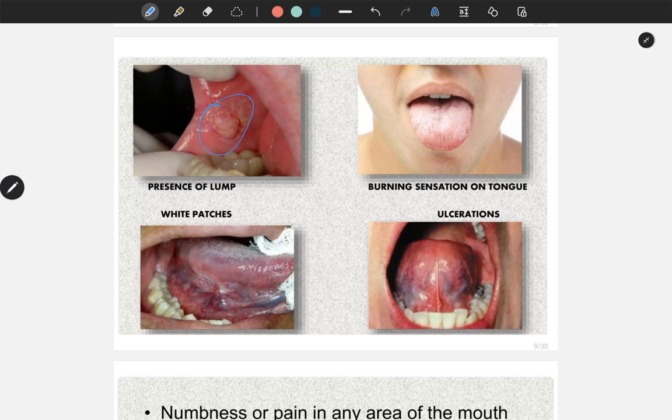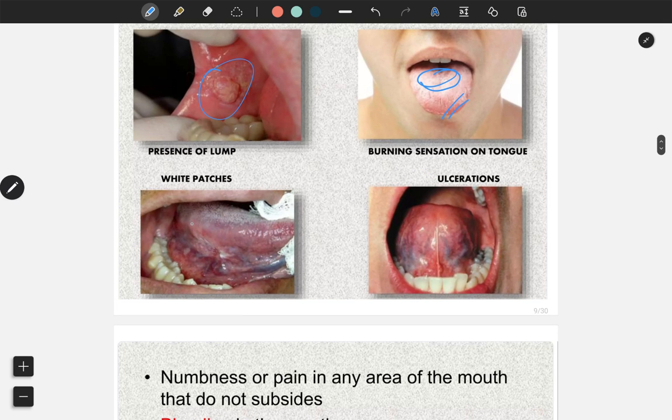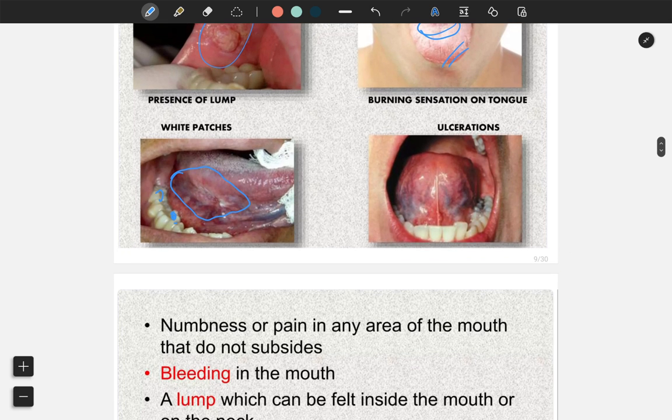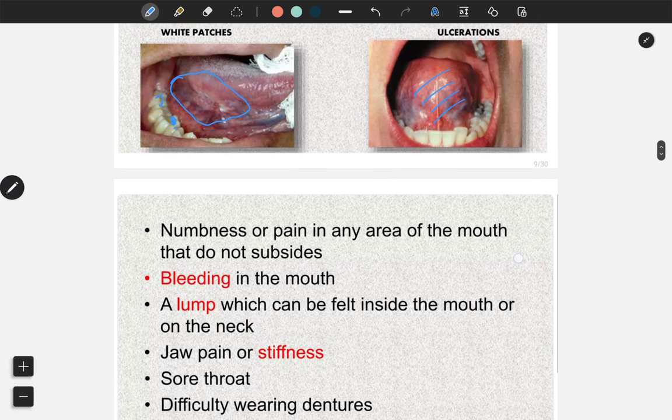Second is burning sensation on the tongue. If there is a burning sensation on the tongue, this may also be a sign of cancer. Then third, we can see ulceration in the lower border or the floor of the mouth. This is the ulceration area in the lower border or floor of the mouth. This may be due to sharp teeth. So these sharp teeth should be relieved properly, or covered with the help of a splint. Then we have to properly examine the lower border or dorsum of the tongue.